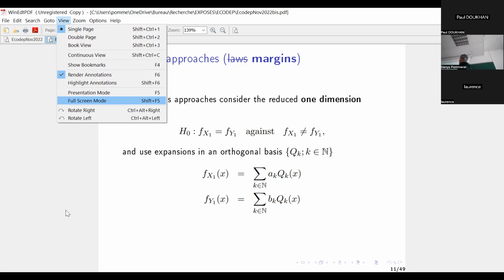So the idea is to compare such coefficients. You remember that the null hypothesis is you have the equality between all coefficients. So we start with the first coefficients, and we say, okay, the first statistic is the difference between the first coefficients, like the difference between the means of the two processes.